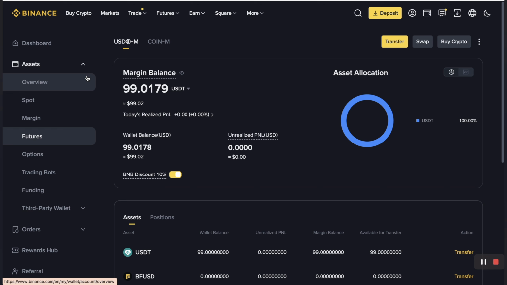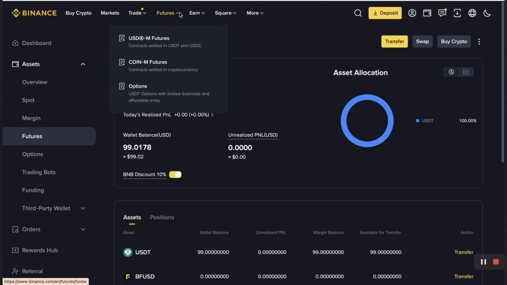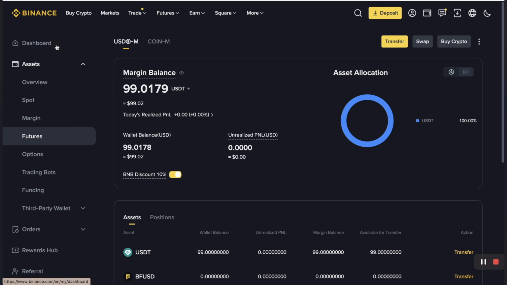How can we trade futures market? All we need to do is come to this area. You can see this particular area. You come to this area. Let me just go to the dashboard again.